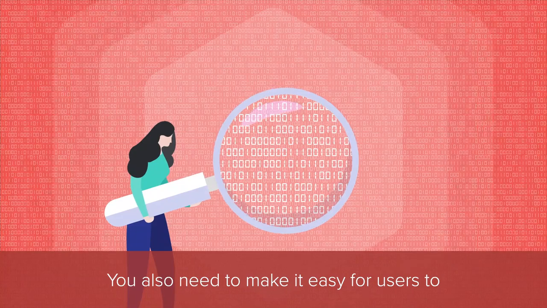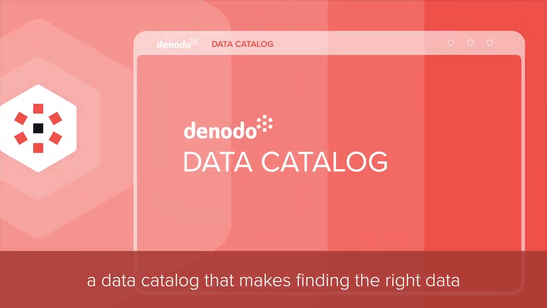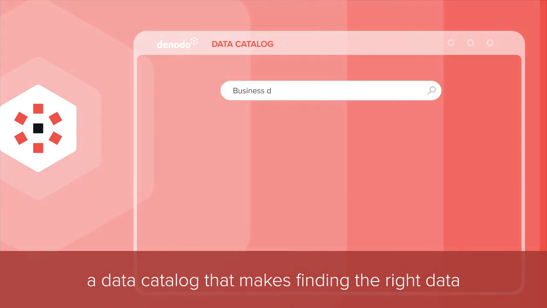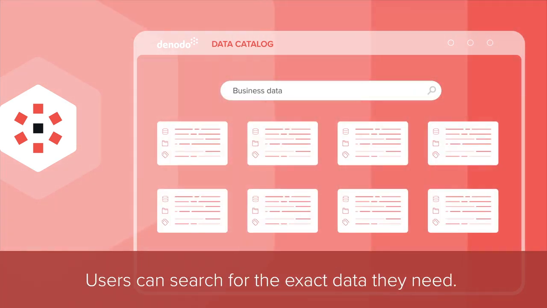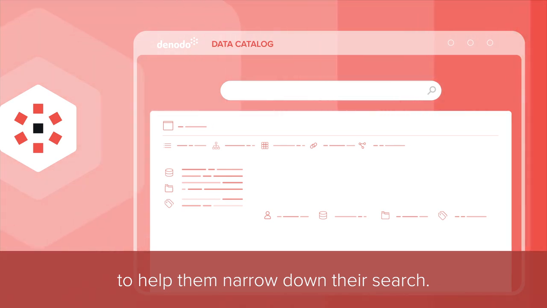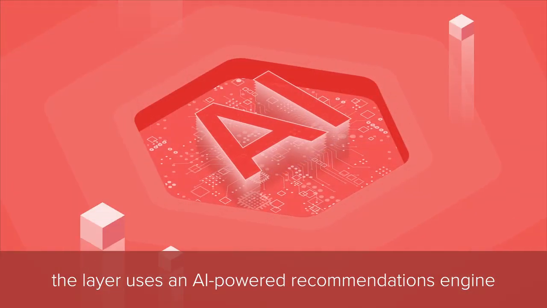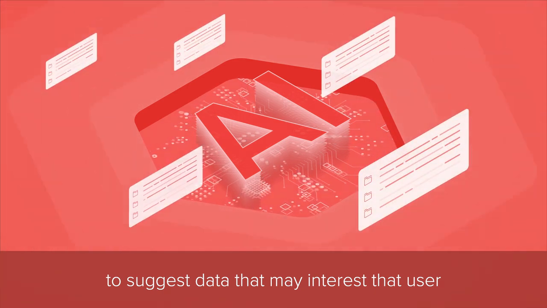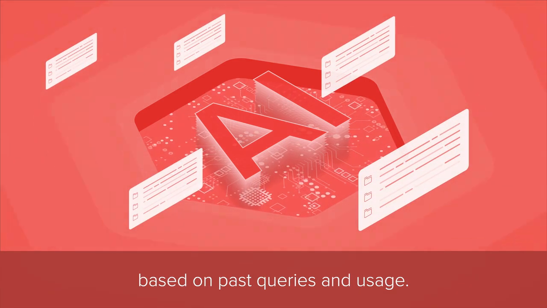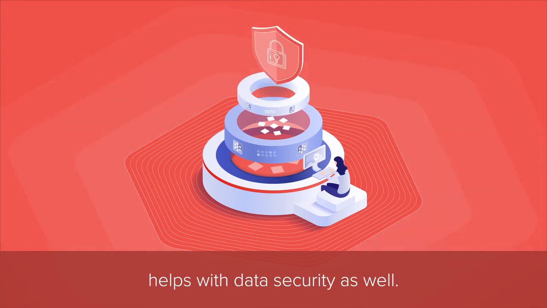You also need to make it easy for users to find the data they need. For this, the logical data management layer provides a data catalog that makes finding the right data as easy as shopping on Amazon. Users can search for the exact data they need. The data can be classified into different categories to help them narrow down their search. Other users can add comments so users have confidence in the data. Even better, the layer uses an AI-powered recommendations engine to suggest data that may interest that user based on past queries and usage.